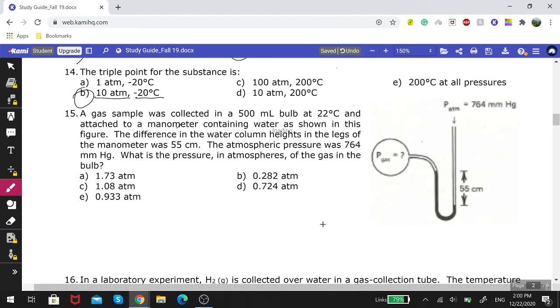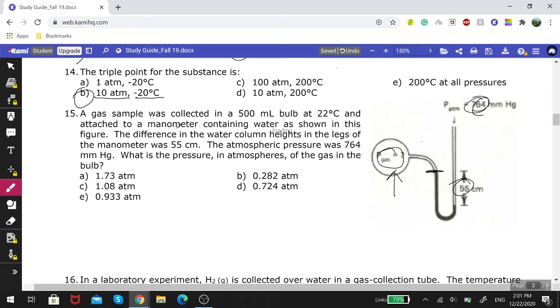15. A sample of gas is collected in a 500 milliliter bulb at 22 degrees Celsius and is attached to a manometer. Okay, so the atmospheric pressure is 764 mmHg. This height is 55 mmHg. So it's asking for this. Now, which one has the stronger pressure? Because this one is taller, that means the gas inside is actually weaker than what's outside.